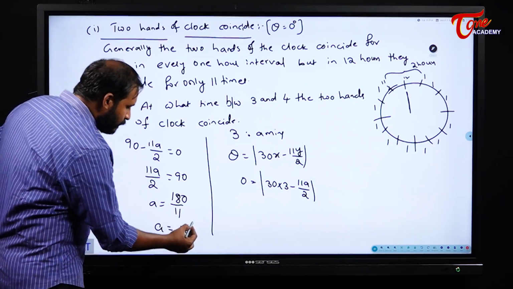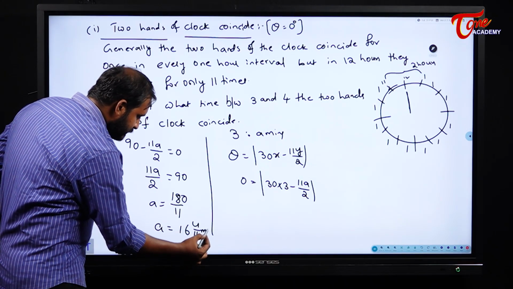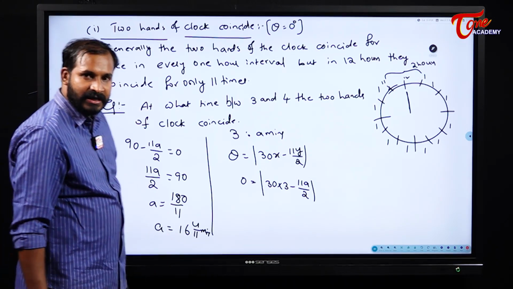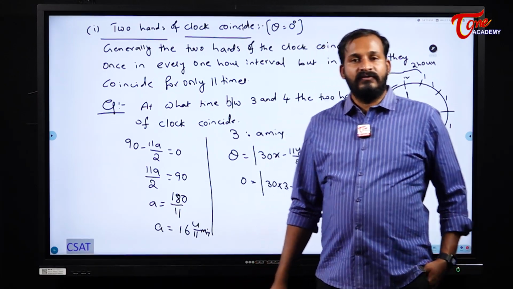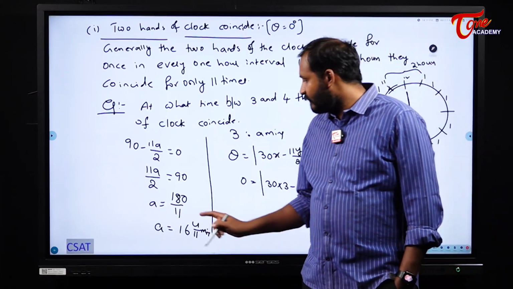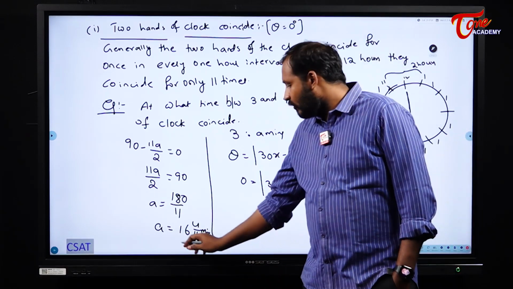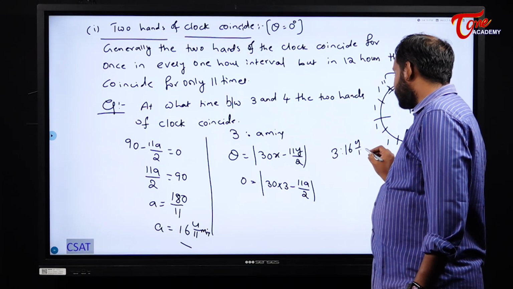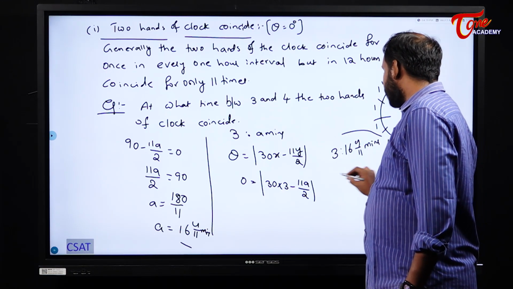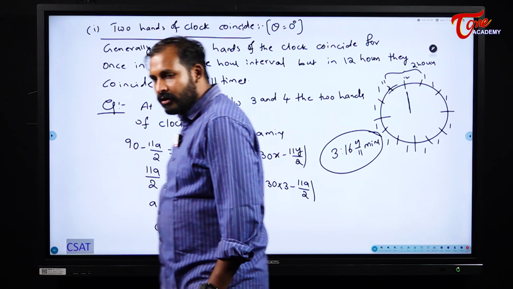Okay. 4 by 11 minutes. When I solve this one, 180 by 11, it will become 16 4 by 11 minutes. That means the two hands of the clock between 3 and 4 coincide at 3 o'clock 16 4 by 11 minutes. At this time, the two hands of the clock will coincide.